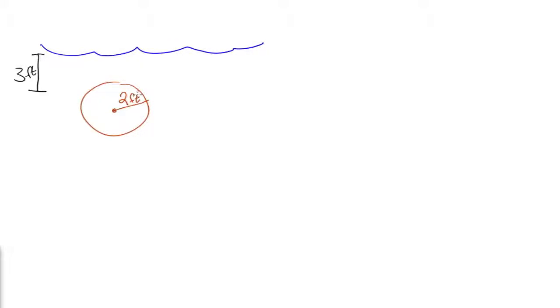Okay, you guys ready to do it? Is that 3 feet going to the top of the circle? Oh, no. It's to the top of the circle. Yeah, 3 feet going to the top of the circle. My drawing is not very good.